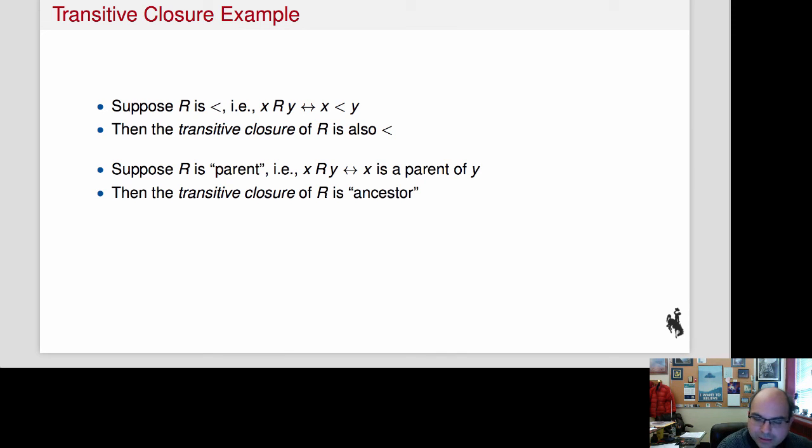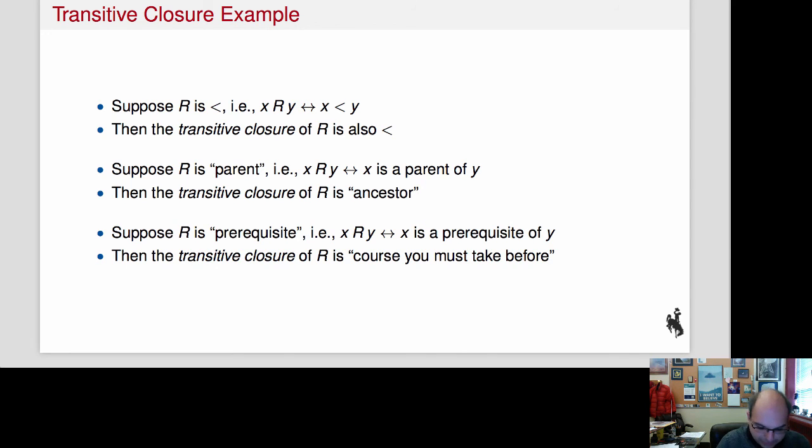Let's try parent. So x is related to y if x is a parent of y. What is the transitive closure of that? Well, it ends up being ancestor, because it's a parent, or a parent of that parent, or of that parent, and so on. It's exactly what we mean by ancestor. And let's try prerequisite, right? x is related to y if x is a prerequisite for y. The transitive closure of that is basically a course you should take before taking course y, right? So it might be a direct prerequisite, or a prerequisite for one of those, or a prerequisite for one of those, and so on, right? So you can see that these notions actually appear very naturally from applications.